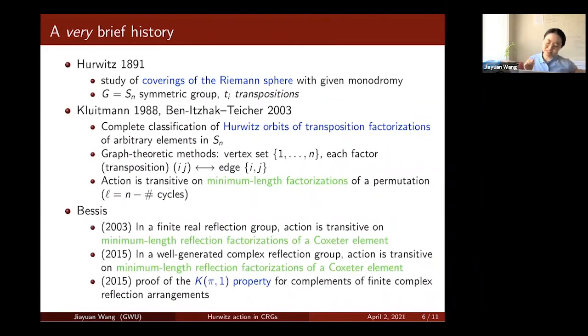And then Bessis in 2003 showed that in a finite real reflection group, the action is again transitive on minimum length reflection factorizations of a special type of element called the Coxeter element. And then he generalized this result to the complex setting. This is part of the ingredients of the proof for the K(pi,1) property for complements of finite complex reflection arrangements.